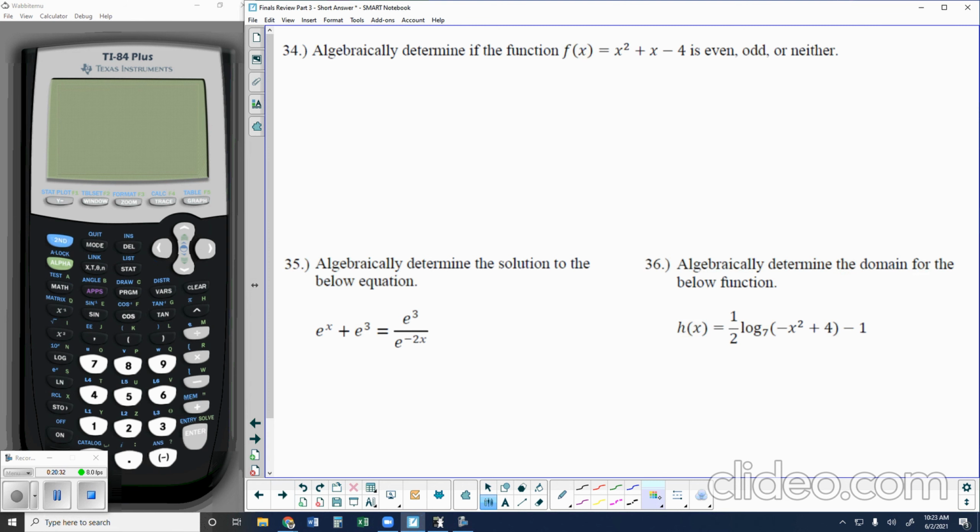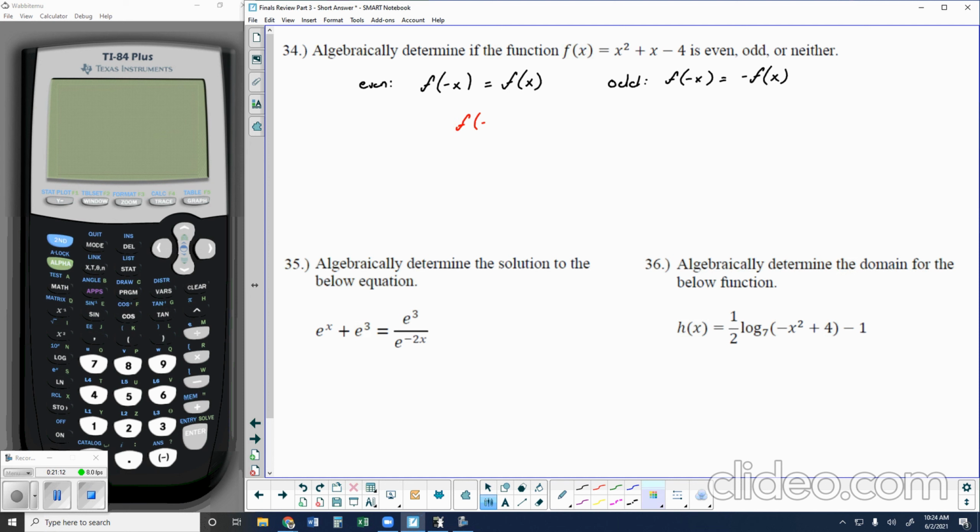If I take f of negative x, and that is equal to f of x, then this is even. So if the y values are the same when x values are opposites, this is an even function. An odd function gives opposite y values when x's are opposites. So if I put in f of negative x, this would be the opposite of f of x.